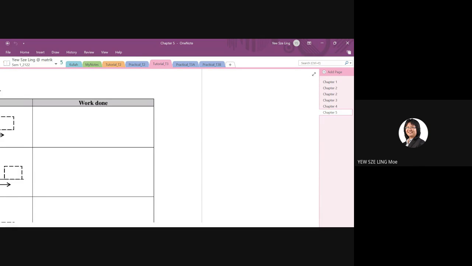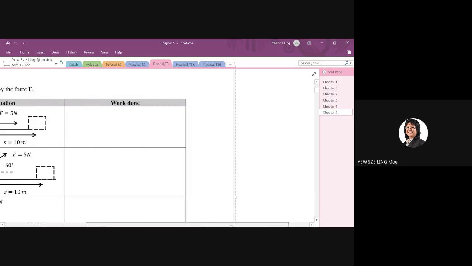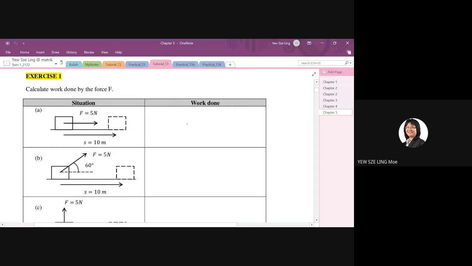Okay, now, first subtopic in chapter 5 is about work done. So, what is the equation for work done? Now, try to recall. The definition for work done is W. Wait, yeah, it's a bit lagging today. Okay, it's W.